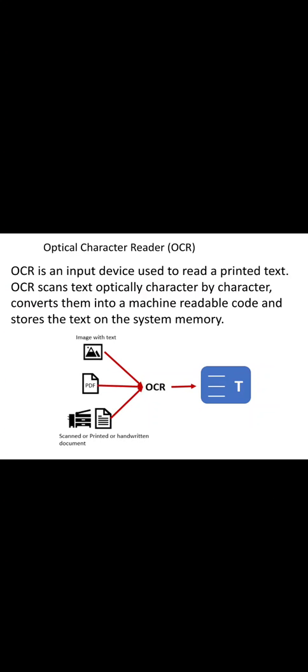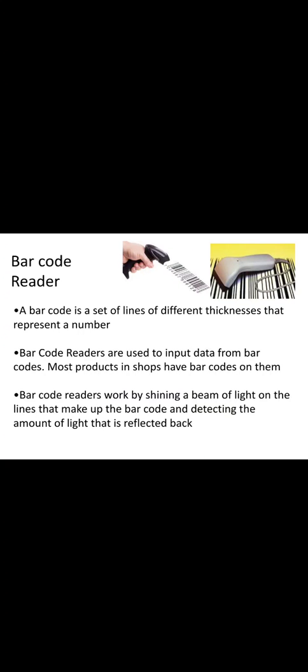The next one is OCR. This is also a very popular input device, that is optical character reader. This input device is used to read printed text. So ಏನಾದರೂ PDF documents ಅಥವಾ ಏನಾದರೂ ವರ್ಡ್ ಡಾಕ್ಯುಮೆಂಟನ್ನು we can convert it using an OCR. So OCR scans the text optically character by character, converts them into a machine readable code and stores the text on the system memory. So memory ಇಲ್ಲಿ store ಆಗುತ್ತೆ ಆ text.